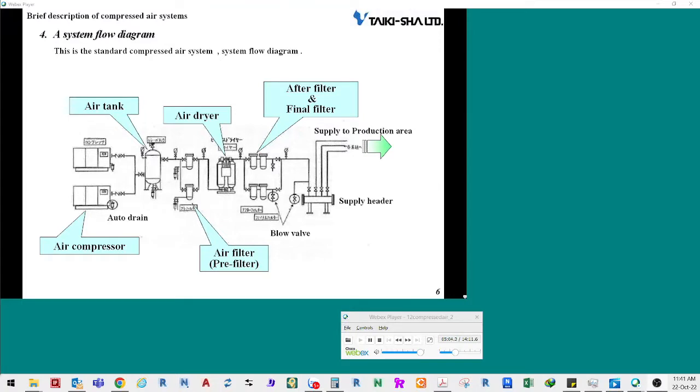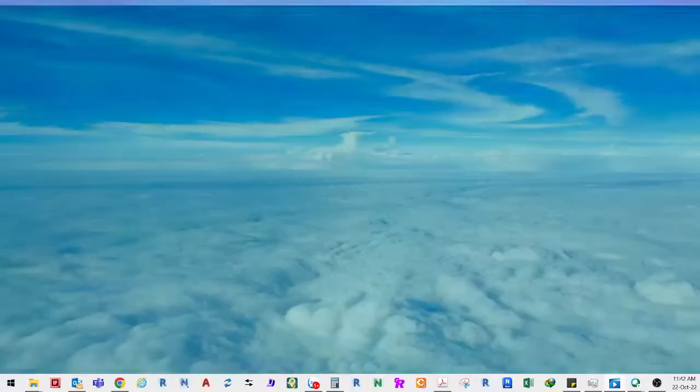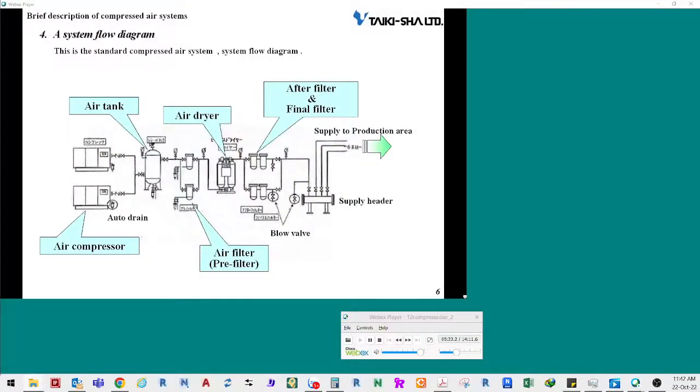4. System flow diagram. A system flow diagram for standard compressed air systems is shown on the slide. From the left side of this drawing, the components are air compressor, air tank, pre-filter, dryer, point of use. An air compressor is the equipment used to compress air and to produce high-pressurized air. This example is of an air-cooled type air compressor. For cooling, it is equipped with a water-cooled type air compressor.